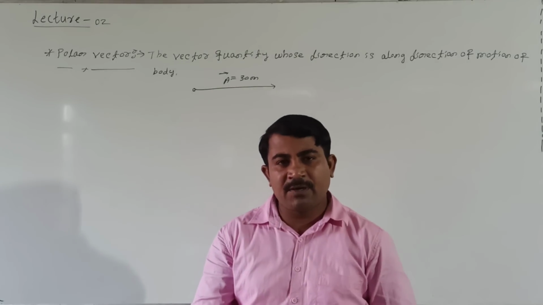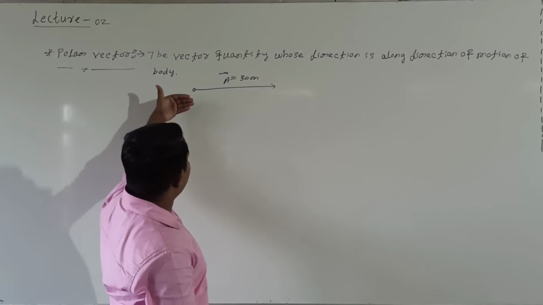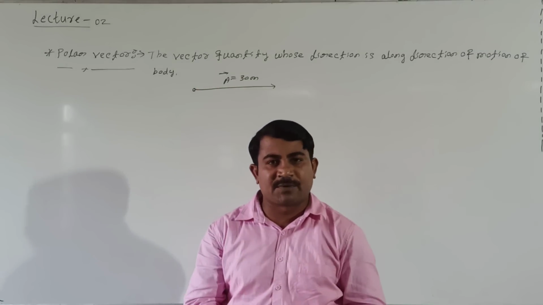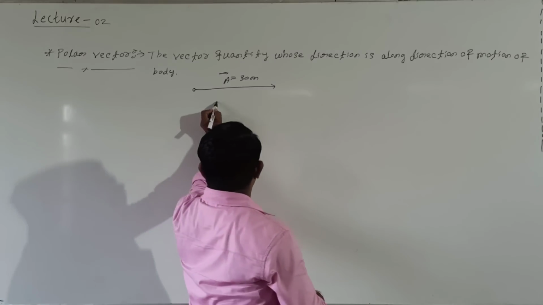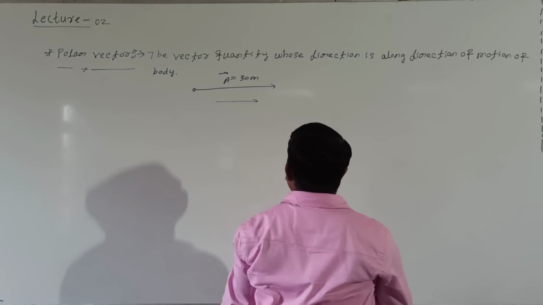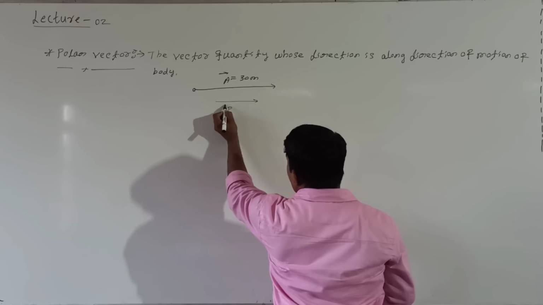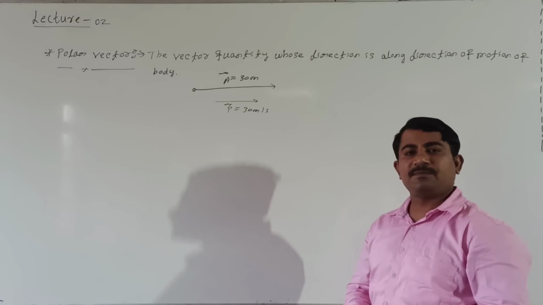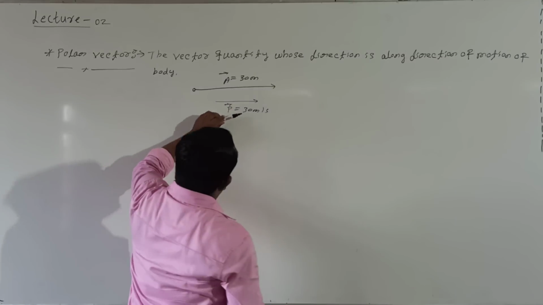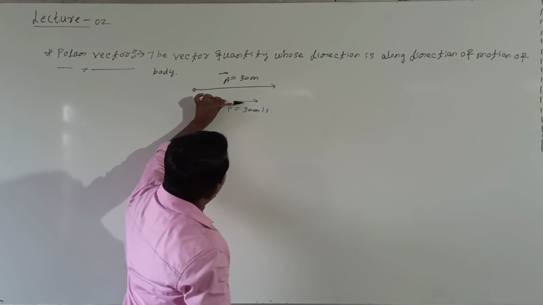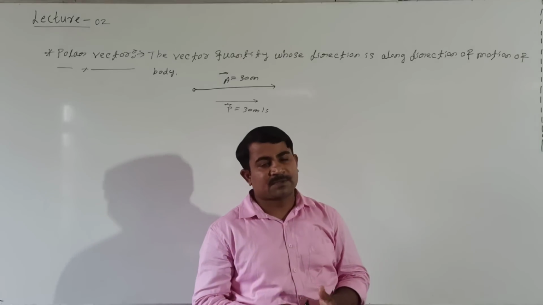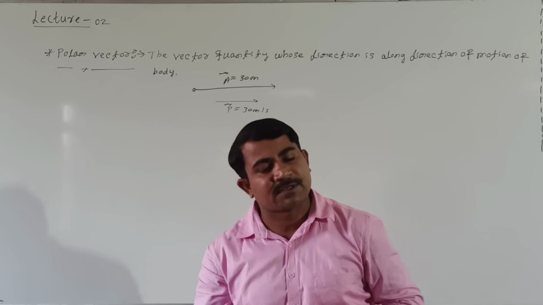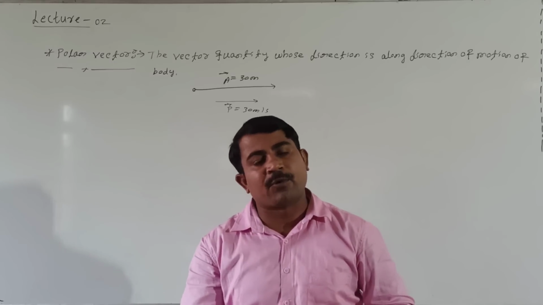Or we can take one more example. Let us consider a particle moving with velocity 30 meter per second or 40 meter per second or 50 meter per second. In this direction the body moves. By what velocity? This vector equals 30 meter per second velocity. Here the direction of this vector is taken along the direction of motion of the body. Simply, in whatever direction the body moves, in that direction the vector has to be taken. This vector we call a polar vector.